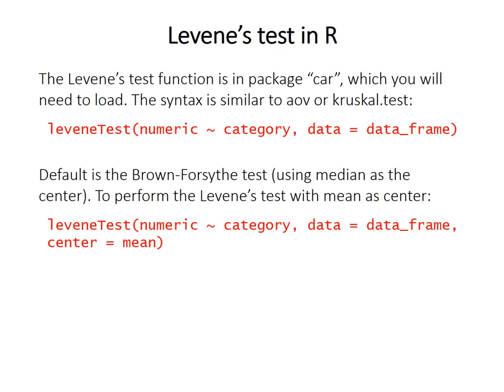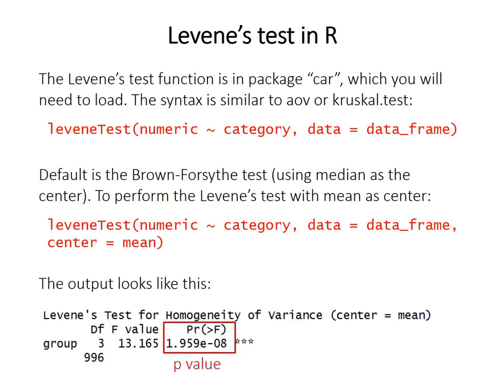The default is the Brown-Forsyth test, using the median as the center. But if you want to perform Levene's test using the mean, you just have to specify center equals mean after giving the data. And so the output looks like this. It lists the test name, it gives the two degrees of freedom, the F statistic, and the p-value here.